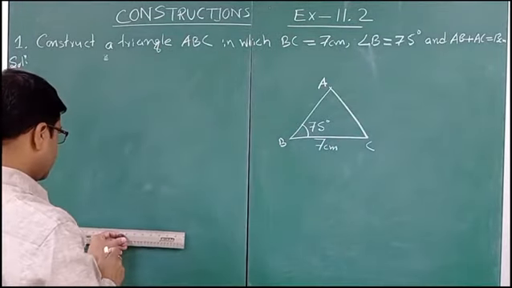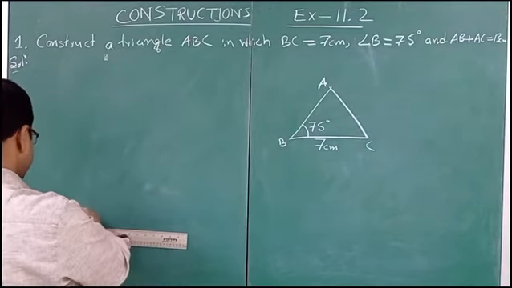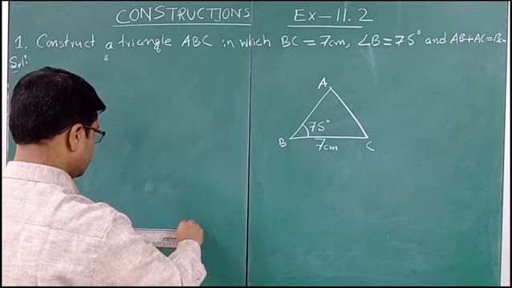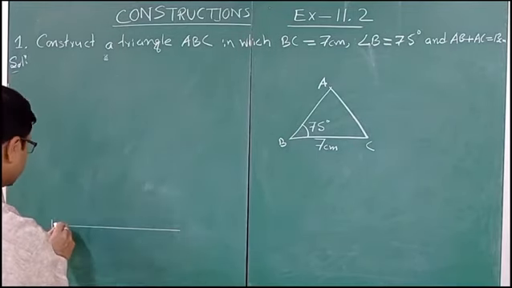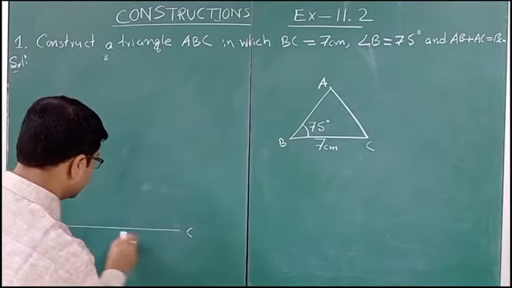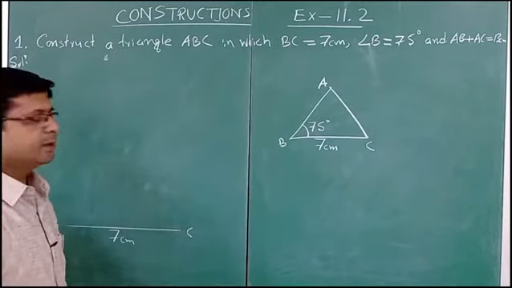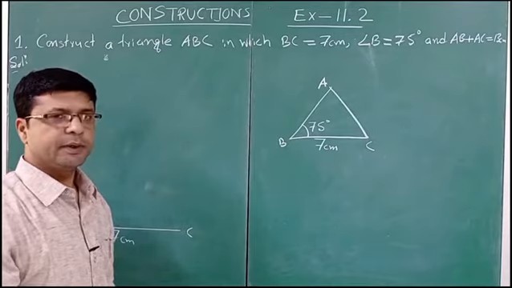Dear students, here let us draw this 7 cm at first. This measurement is 7 cm. It is BC. Now here we shall draw 75 degrees. Now dear students, you know how to construct 75 degrees.